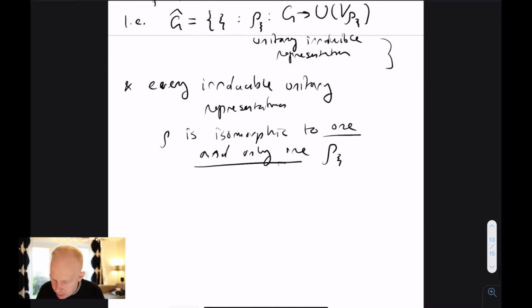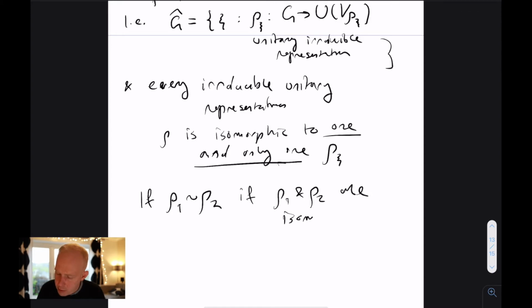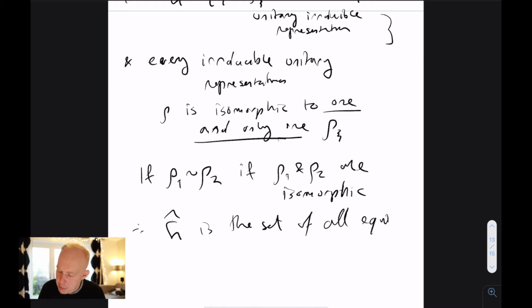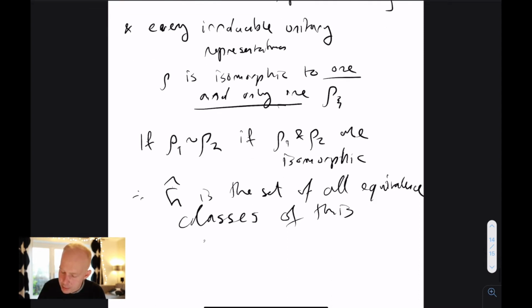One way to think about this is that if we say rho 1 and rho 2 are equivalent if they are isomorphic, then xi corresponds to the set of all equivalence classes of this equivalence relation. There are a couple of ways to think about this, but you can keep in mind that basically we want to identify all the representations which are the same.